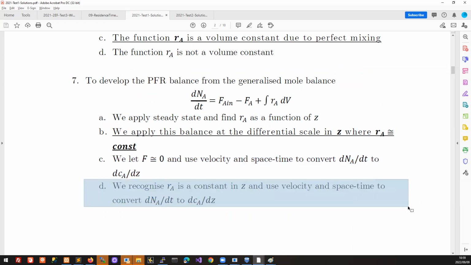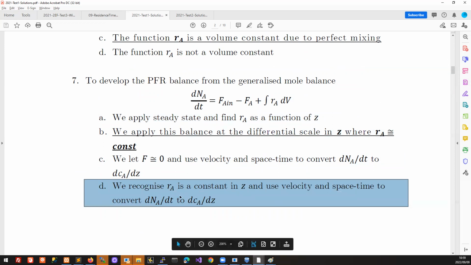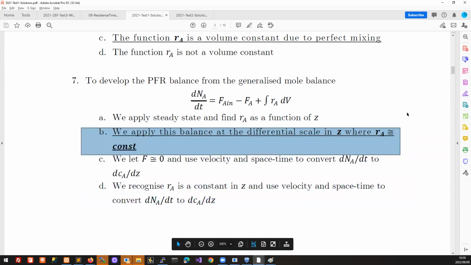And then we recognize RA is constant in Z. RA is not constant in Z. The rate will change with the Z position because the concentration is changing with Z. So that's not true. The only one that makes sense is that one.